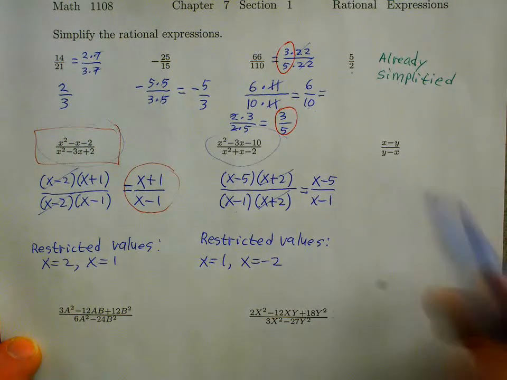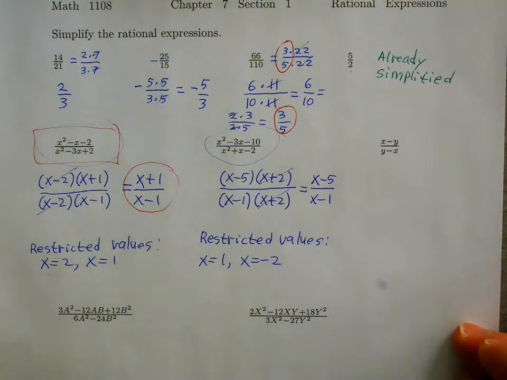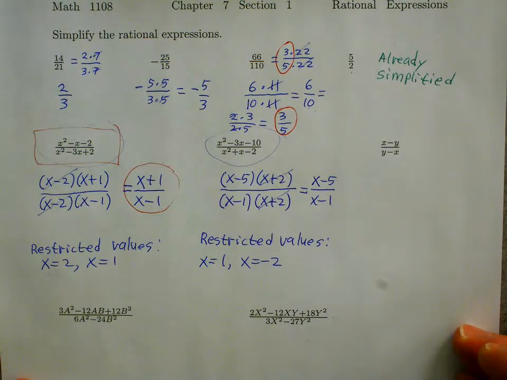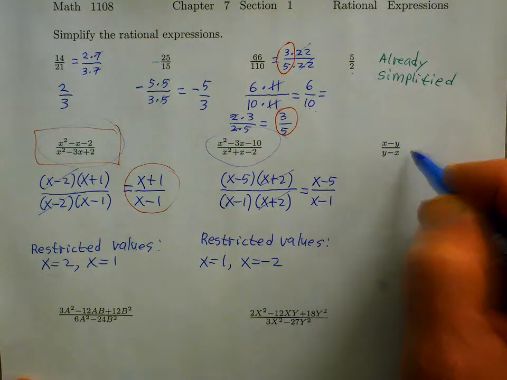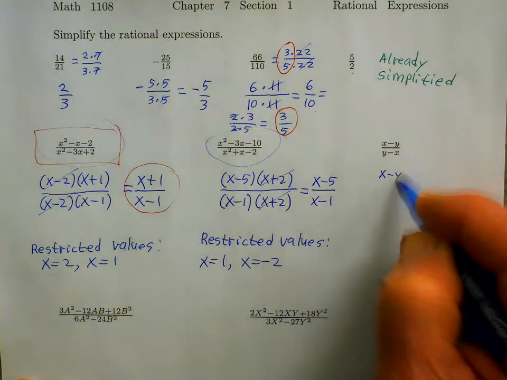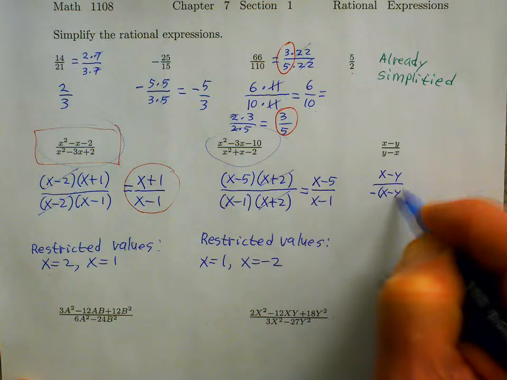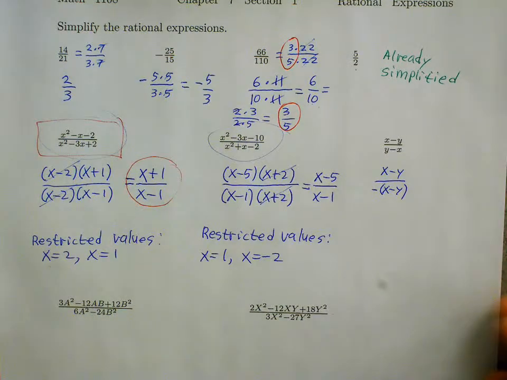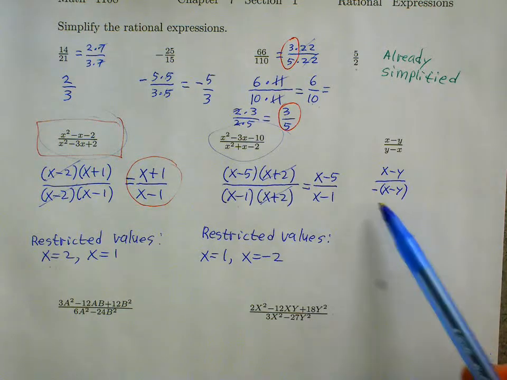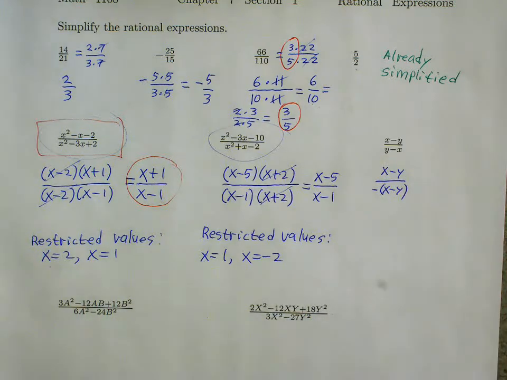Hey, this one, x minus y divided by y minus x. Note that this is x minus y divided by the negative of x minus y. The negative of x minus y is the same as y minus x.